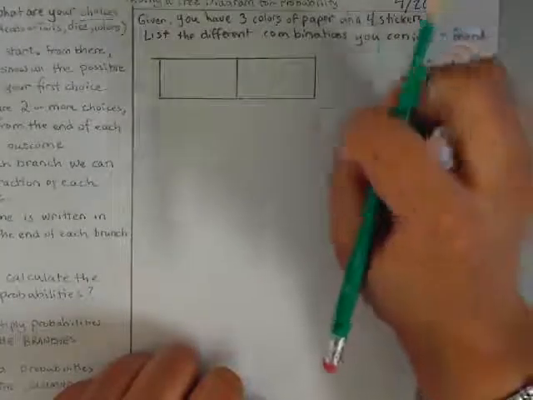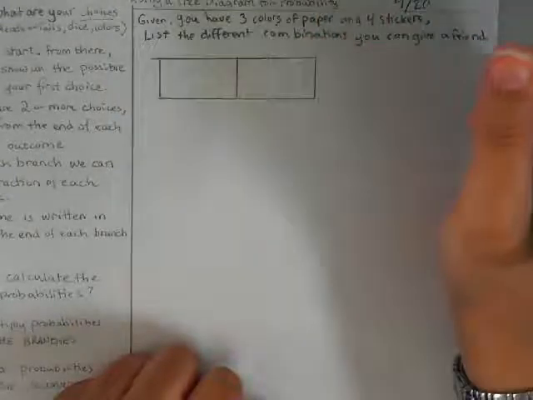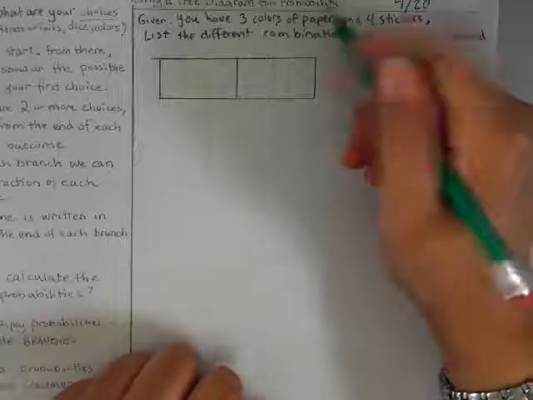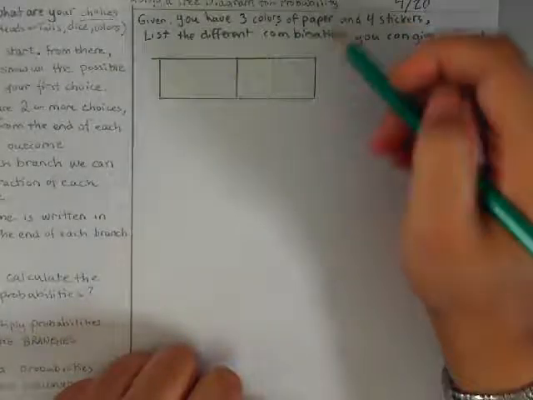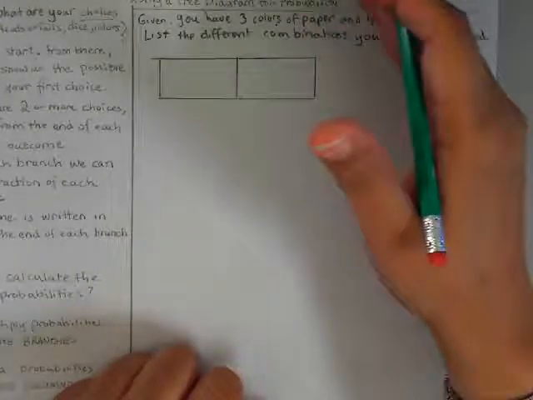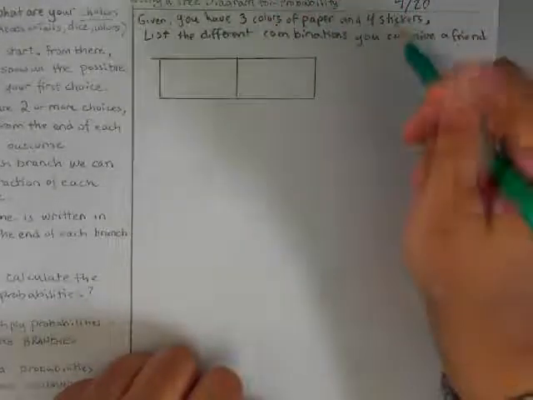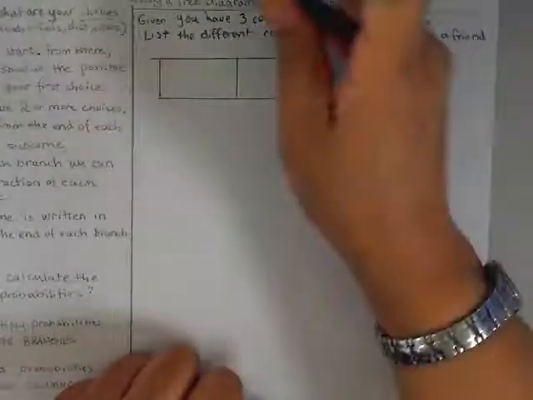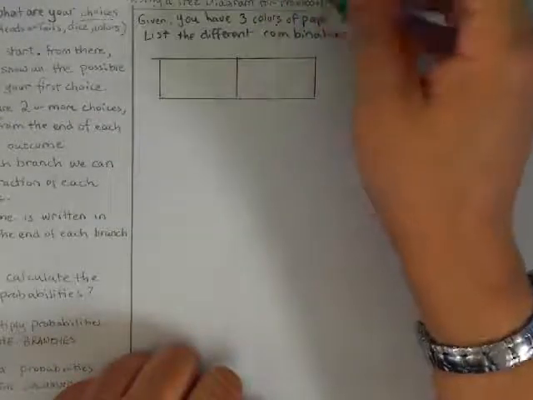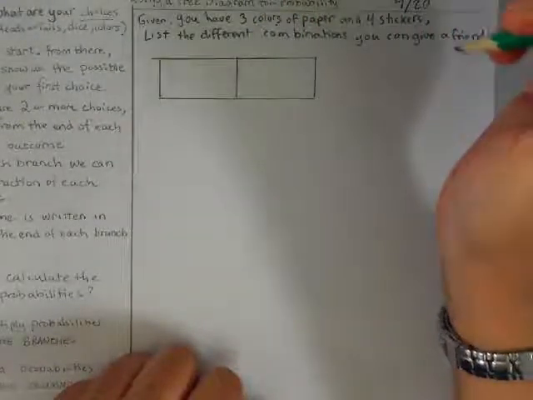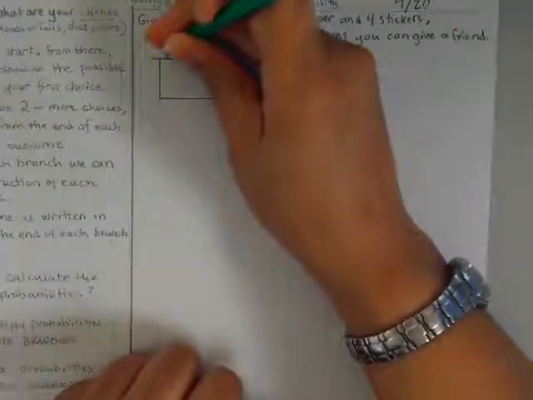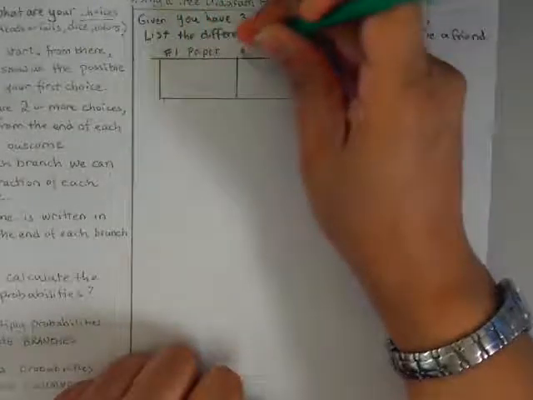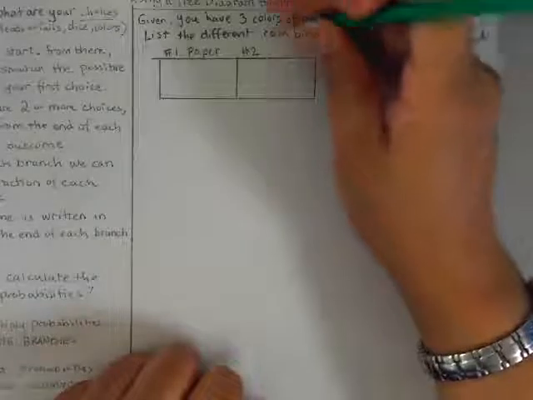Every time you are faced with different options, different choices, like my three different choices of paper, that's a different event. It's a different thing happening. If I chose a marble, or flipped heads or tails, those are all separate events. So in this case, the first event is choosing some paper, and the second event is choosing the stickers. I like to label them number 1, the paper, and number 2, the stickers.